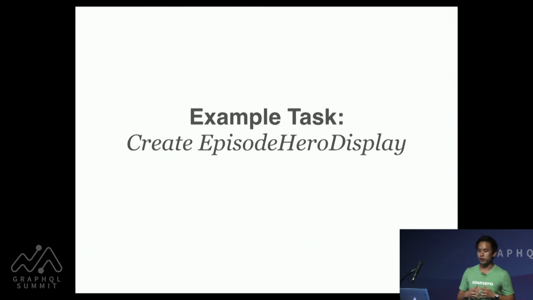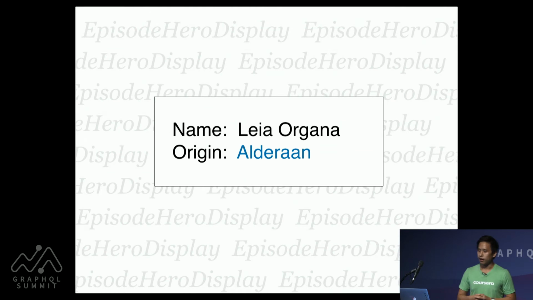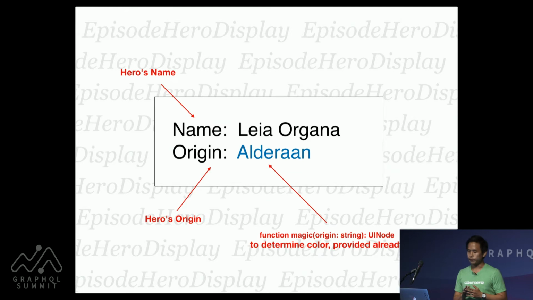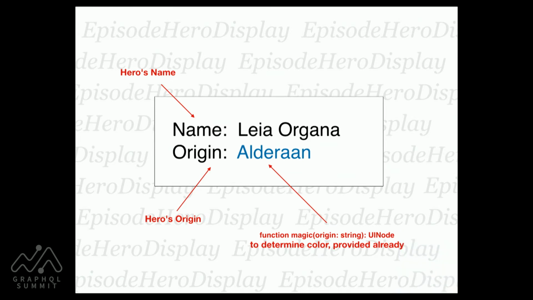Let's say that I wanted to create an episode hero display component that looked something like this. Very simple. It displays the name of our hero per episode and the origin of that hero. We were also provided with this magic function that somehow does something to this origin value, and we're just expected to use it. It takes a string and returns something that's renderable.